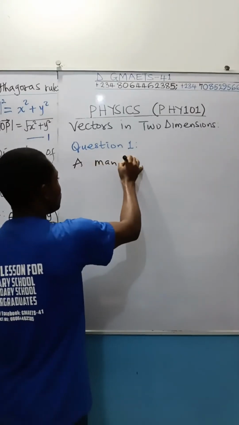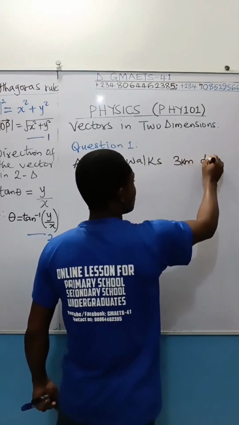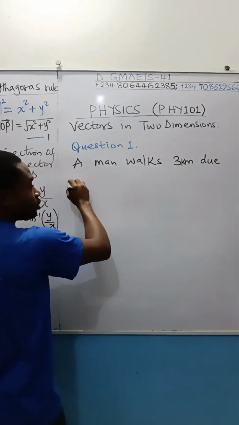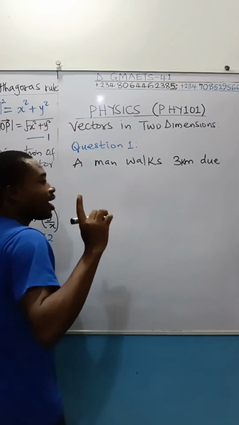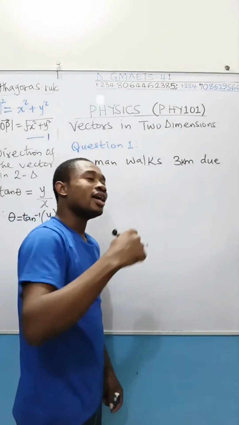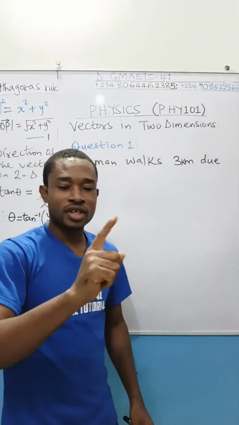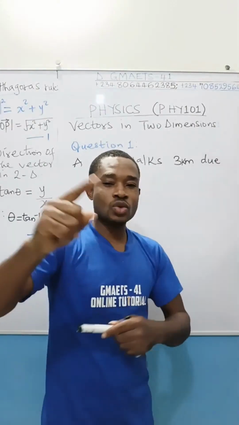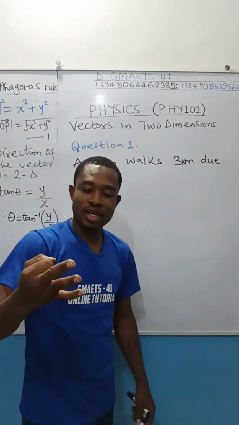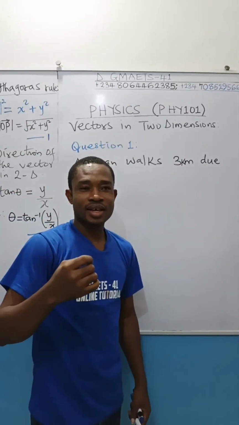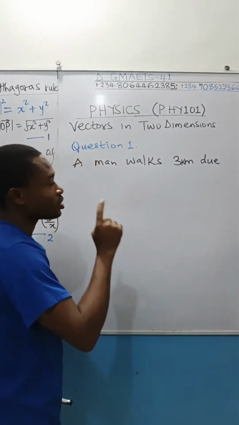A man walks 3 kilometers due. I would have used due north and due east, but I don't want to do that. The reason is that in that first quadrant, sine, cos, and tan are all positive, and getting the angle is just purely acute. I would like to take this to southwest.